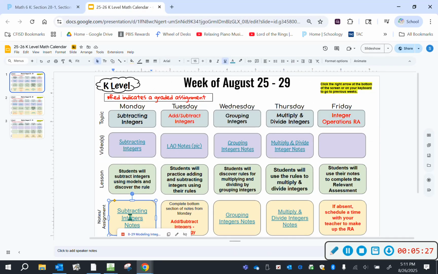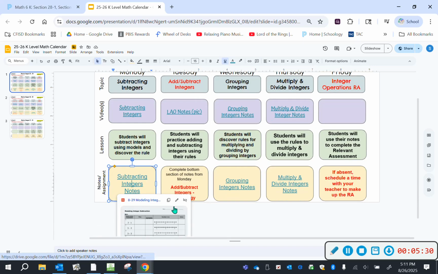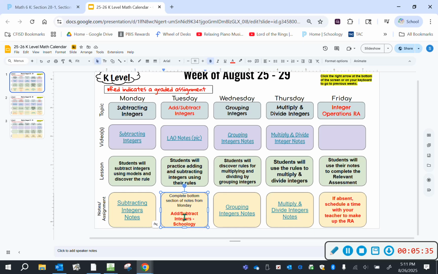We also have the assignments down at the bottom. You could print any of these. Over here on Tuesday for K-level, if you notice add, subtract integers is in red, that means it's a grade, it's in Schoology. And also on Friday we have a relative assessment. If you're absent for a relative assessment or a unit test, we need to schedule some time. Hopefully we could do it the next day that they come back, maybe out in the hallway or during a PE period, or somehow get that major grade taken care of.